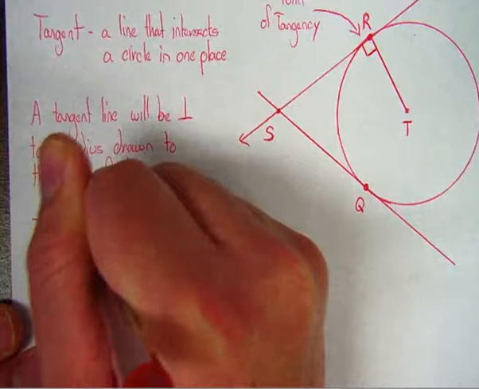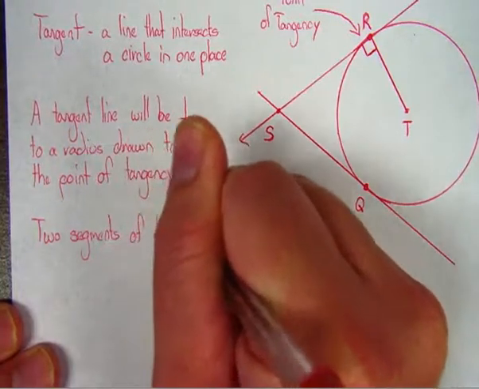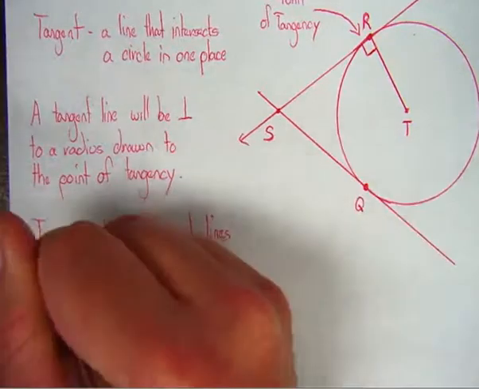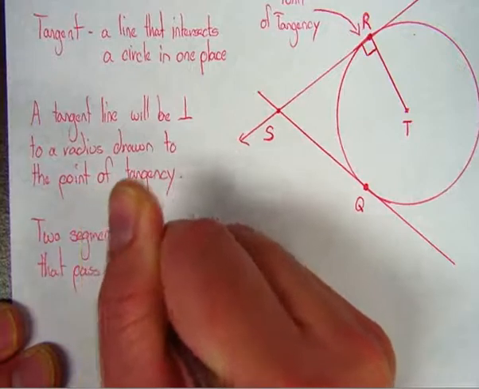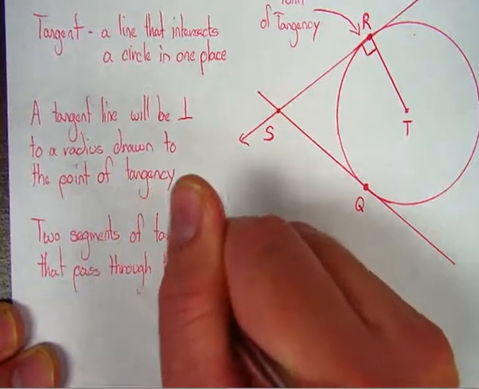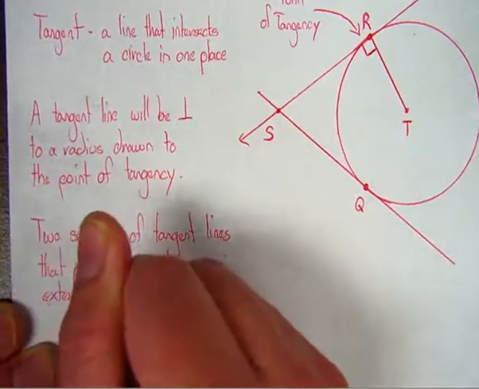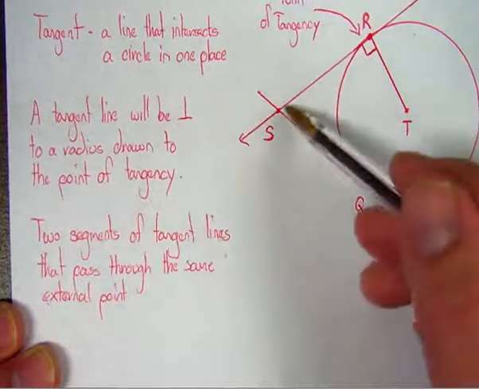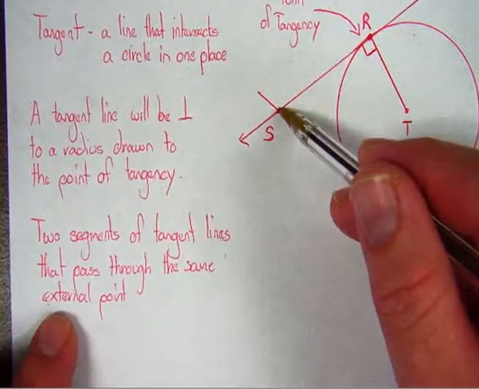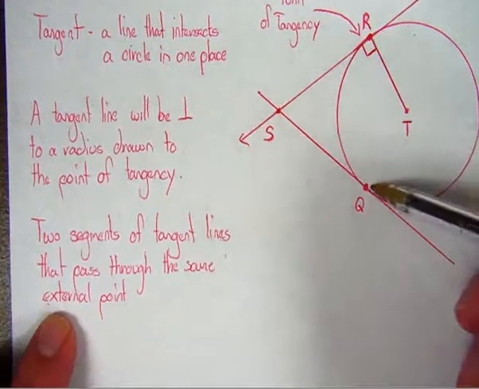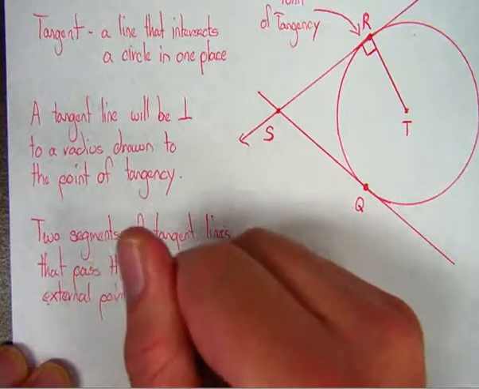If we have two segments of tangent lines that pass through the same external point, an external point just means a point outside the circle, the same external point. So two segments, we have SR, SQ. They're tangent lines, and we're looking at the point where they pass through, both of them pass through S to their point of tangency. They pass through the same external point, will be congruent.